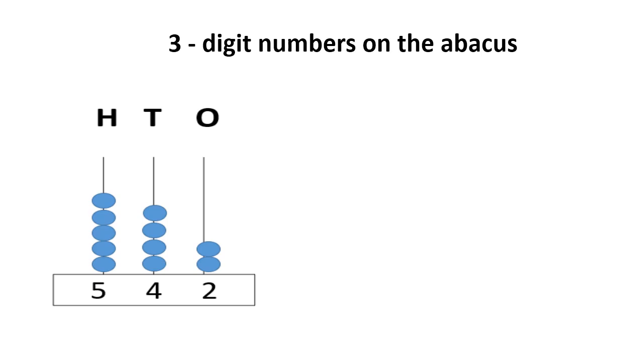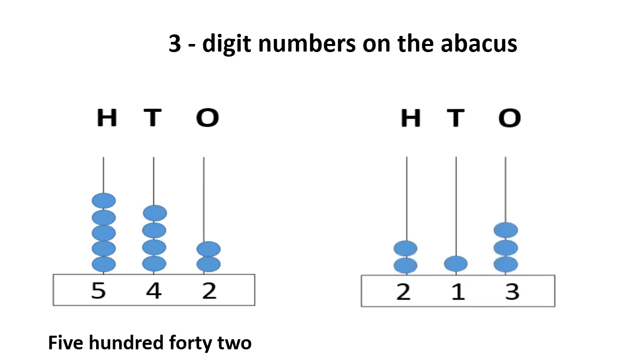Now see 2 more examples of it. In this abacus there are 2 beats at ones place, 4 beats at tens place, and 5 beats at 100 place. So how can we read the number name of it? 542. Now in this there are 3 beats at ones place, 1 beat at tens place, and 2 beats on 100 place. So what is the number name of this? 213.